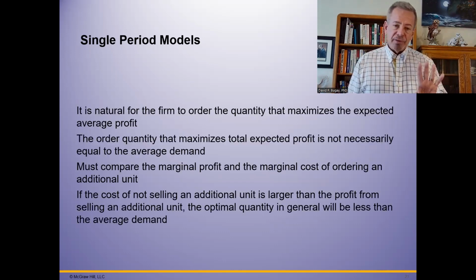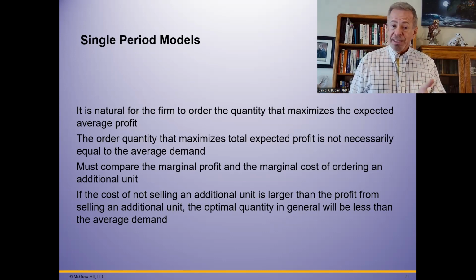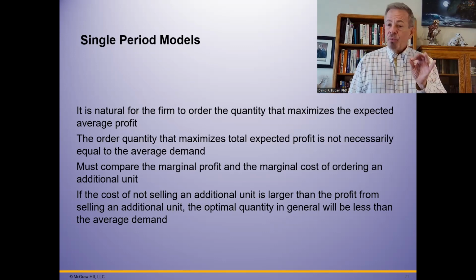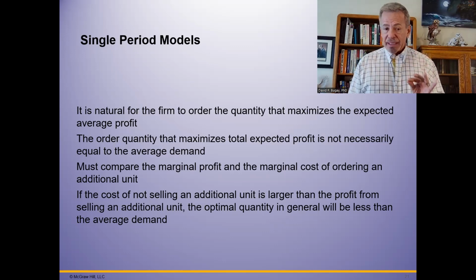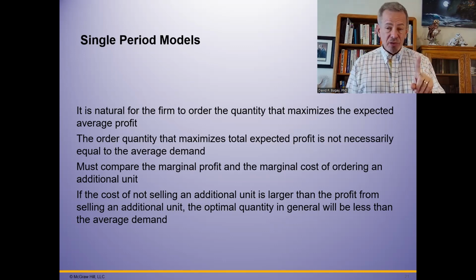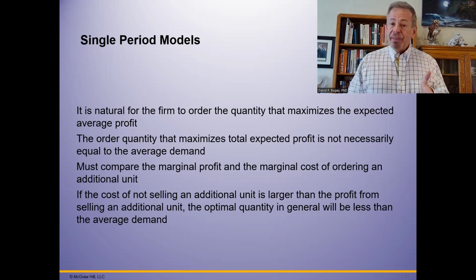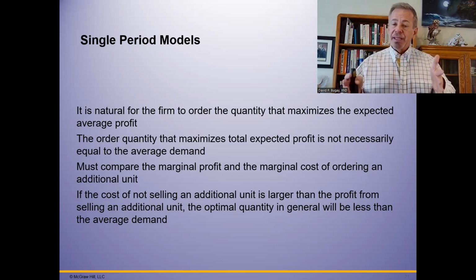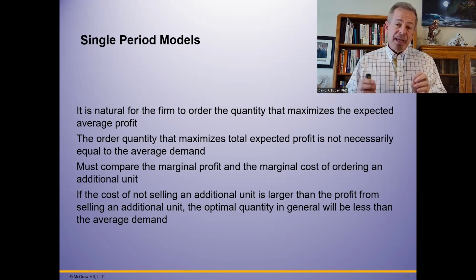Single period models are easier because you're going to focus in on that time period and the average profit. You want to order the quantity that maximizes the expected total profit, not necessarily what is based on the average demand. So pay attention to that. Pay attention to the marginal profit and the marginal cost of ordering just one additional unit, and figure that out. And then have 100, and then have 1,000, and then 10,000 units. It depends what the product is and what the average order size is in the process.